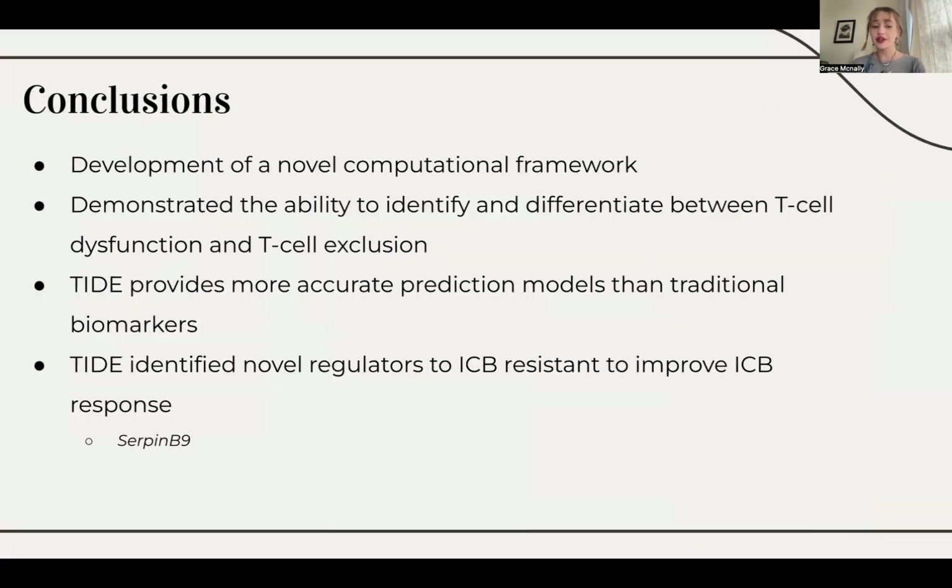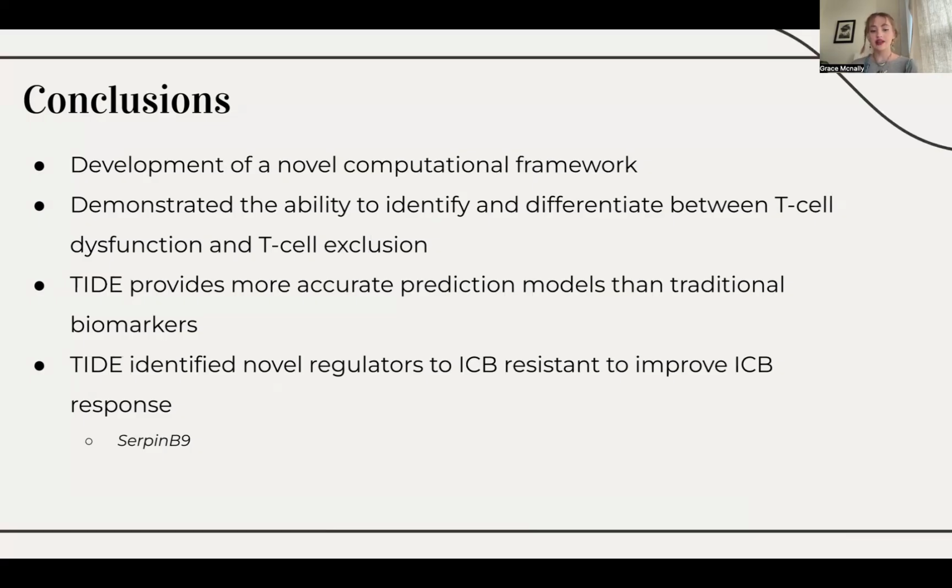So, over the course of this paper, the authors showed the development of a novel computational framework that incorporates two distinct mechanisms of immune evasion to identify ICB response. TIDE was able to identify gene signatures of tumors that use T-cell dysfunction and gene signatures of tumors that use T-cell exclusion and differentiate between the two.